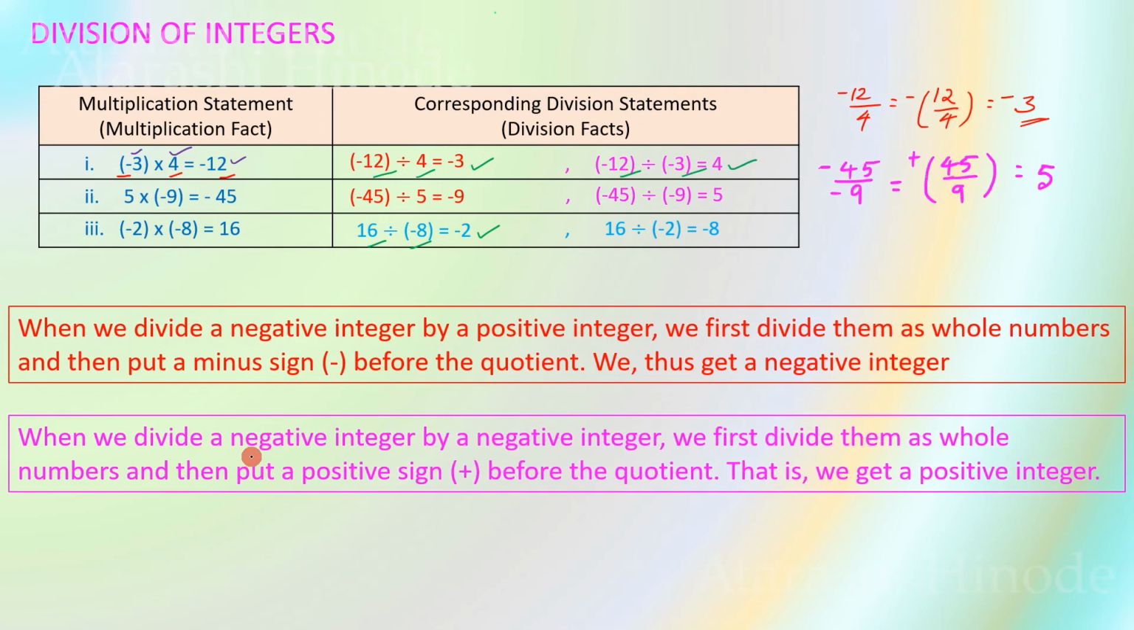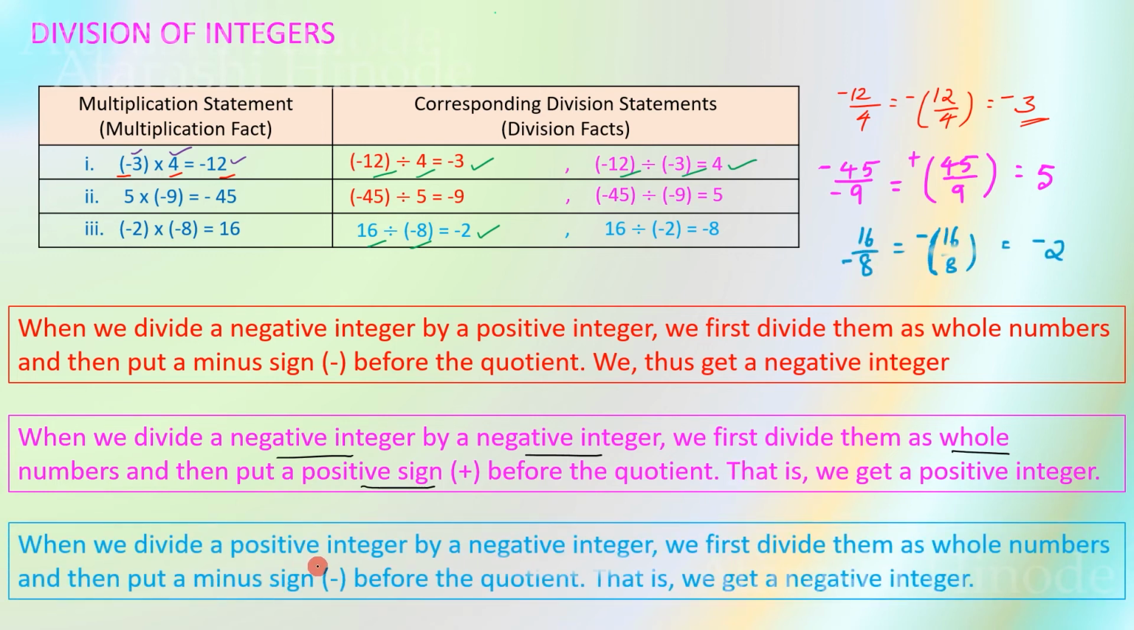And when we divide a negative integer by a negative integer, we first divide them as whole numbers and then put a positive sign before the quotient. And for dividing a positive integer by a negative integer, here also divide them as whole numbers, then put a minus sign before the quotient.